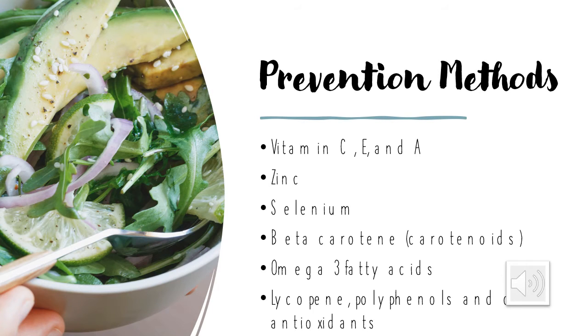Prevention methods. Not only is it important for you to wear sunscreen, but consuming a healthy diet can make a difference in reducing the risk of developing skin cancer. Dermatologists recommend consuming a diet rich in vitamin C, E, and A, zinc, selenium, beta-carotene, omega-3 fatty acids, lycopene, polyphenols, and other antioxidants to help prevent skin cancer by fighting off free radicals. These nutrients can be found in nutrient-dense foods like fruits and vegetables, and it is preferable to consume them as whole foods rather than taking individual vitamin supplements.